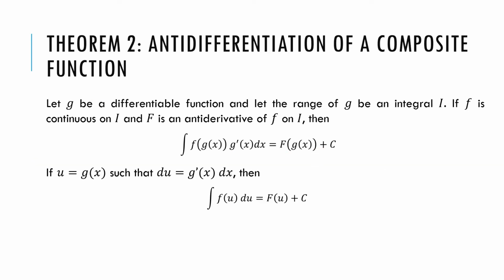So, the next theorem for this is the anti-differentiation of a composite function. Kanina sinasabi pa kanina sa mga examples natin. So, let g be a differentiable function and let the range of g be an interval I. If f is continuous on I and F is antiderivative of f at I, then the indefinite integral of f of g of x multiplied by g prime of x with respect to x is equal to F of g of x plus c. If u is equal to g of x such that du is equal to g prime of x with respect to x, then we have the integral of f of u with respect to u is equal to F of u plus c. Diba? Mas maganda siya tingnan kapag ganito lang. Sobrang simple na niya. Mas mabilis siya.